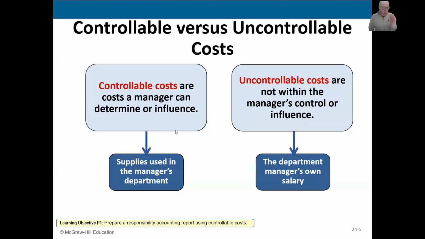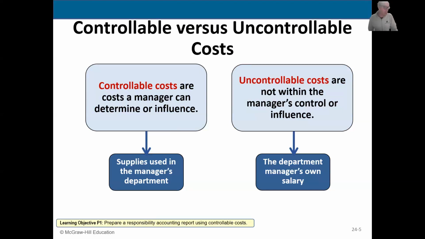However, it's important to note that the department manager's performance is evaluated on their ability to control their controllable costs in comparison to the budget. It's an important point to know.